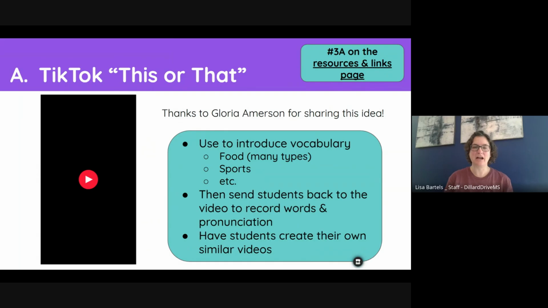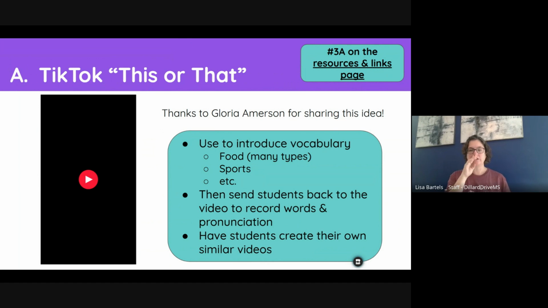Okay, so 2 minutes. Look how much vocabulary was introduced there in a really engaging and realistic format that is a bit of a trend on TikTok, or has been. You can use this to introduce vocabulary. There's lots and lots of them about food, many different types of food. You can also find them for sports and other types of preferences.